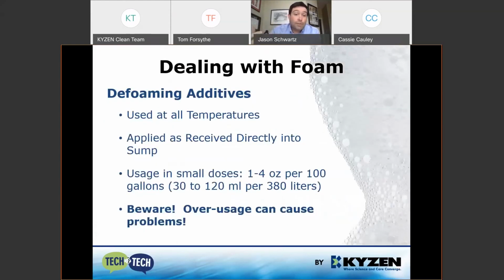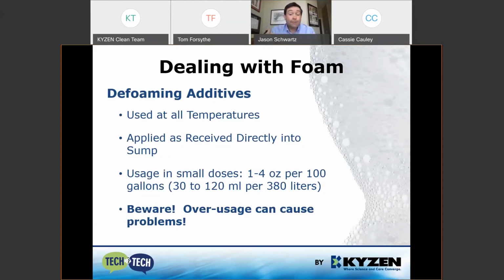Defoamers are convenient because you can use them at all temperatures. You can apply them directly into the sump, but you have to be careful because they're used in small doses. Again, they're oils, right? So you want to use maybe a capful, 1 to 4 ounces per 100 gallons. Too often, I see people dumping cups or quarts of defoamer into their wash tank. 1 to 4 ounces per 100 gallons, that's generally only a capful or 2 for your whole wash tank.